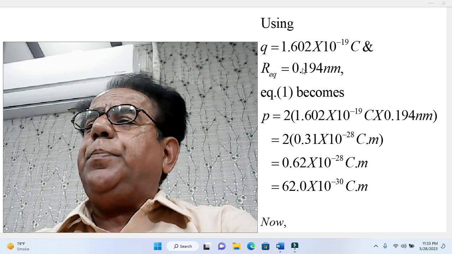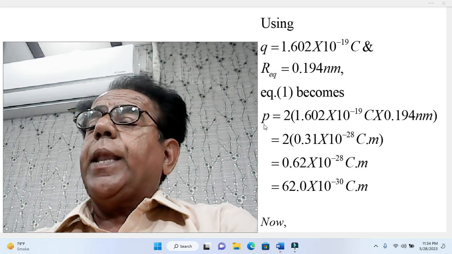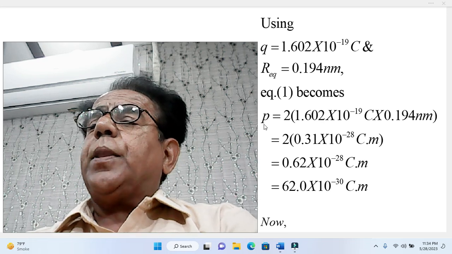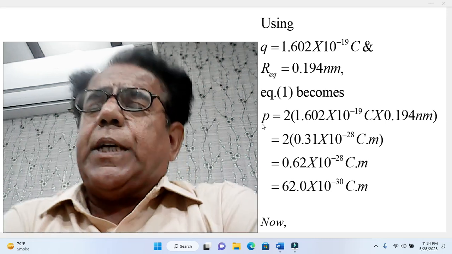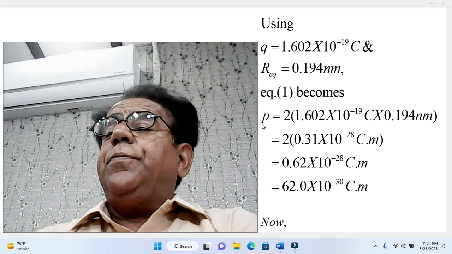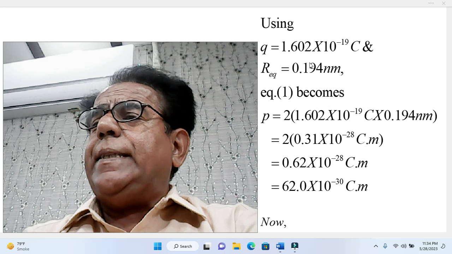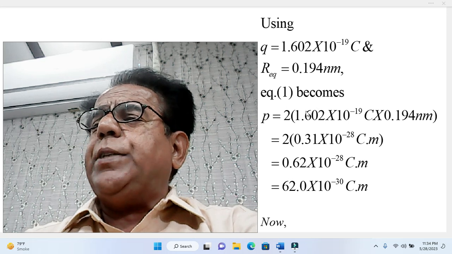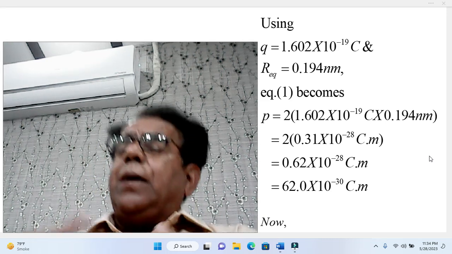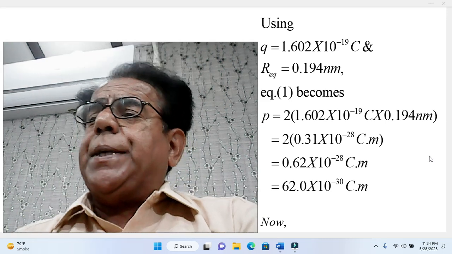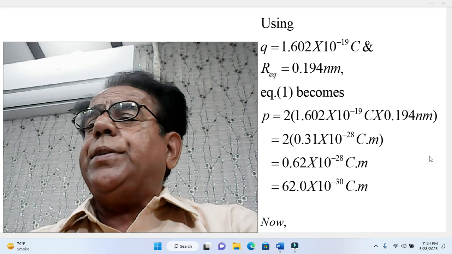In presence of these two values, equation number 1 becomes P equal to, yes students, here this thing needs to be explained: on one side we are saying that putting these values in equation number 1, equation number 1 becomes, while we have multiplied the right side of equation number 1 with 2.